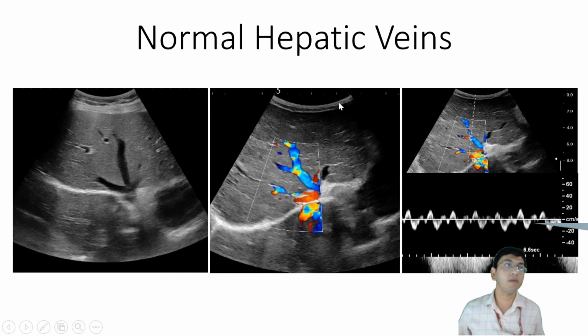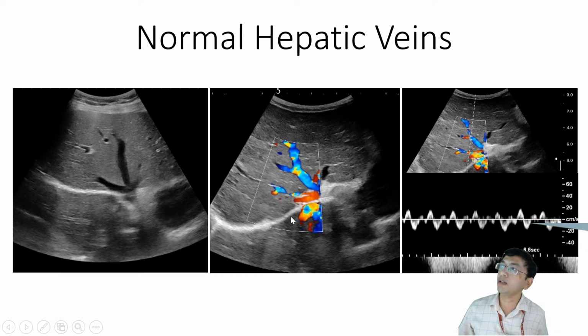Coming to the ultrasound images, this is how the normal hepatic veins look on an ultrasound. These are the three hepatic veins, the right, middle, and left hepatic veins, draining into the IVC. On ultrasound, we see them as thin-walled anechoic channels. These are anechoic, meaning they are totally black.